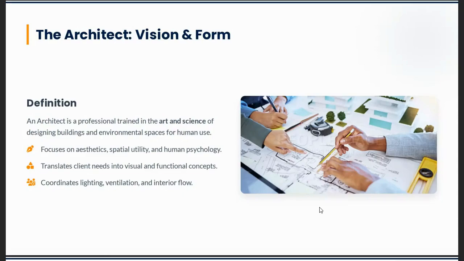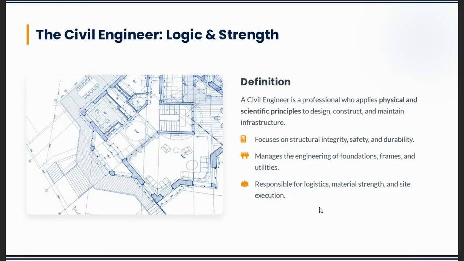An architect is professionally trained in the art and the science of designing buildings and environmental spaces for human use. Mainly focuses on aesthetics, spatial utility, and human psychology. Translates client needs into visual and functional concepts. Coordinates lighting, ventilation, and interior flow.